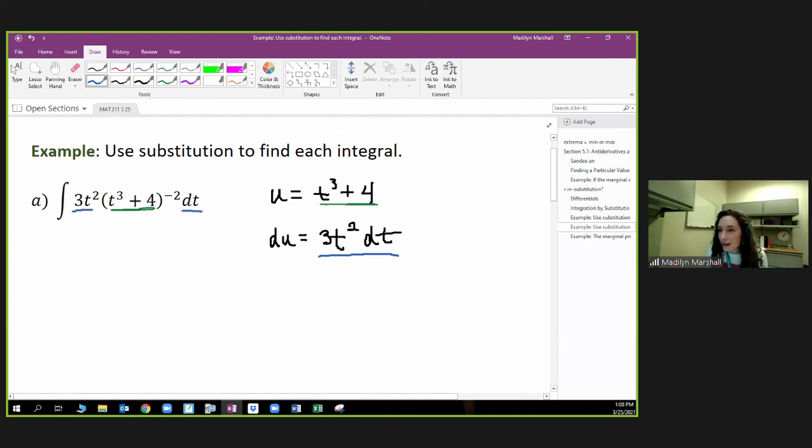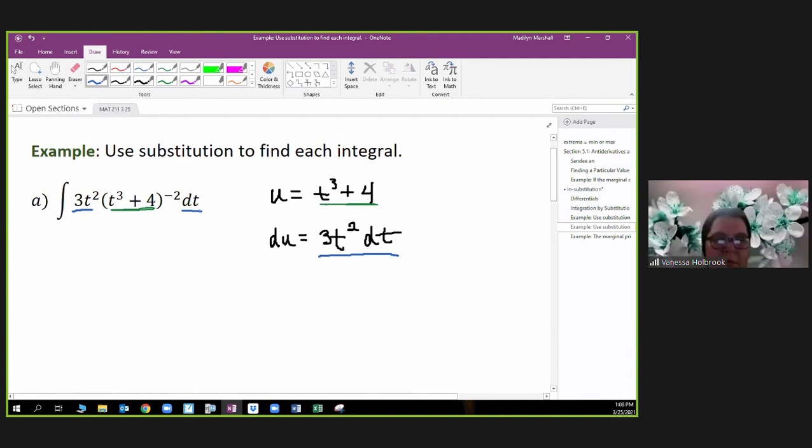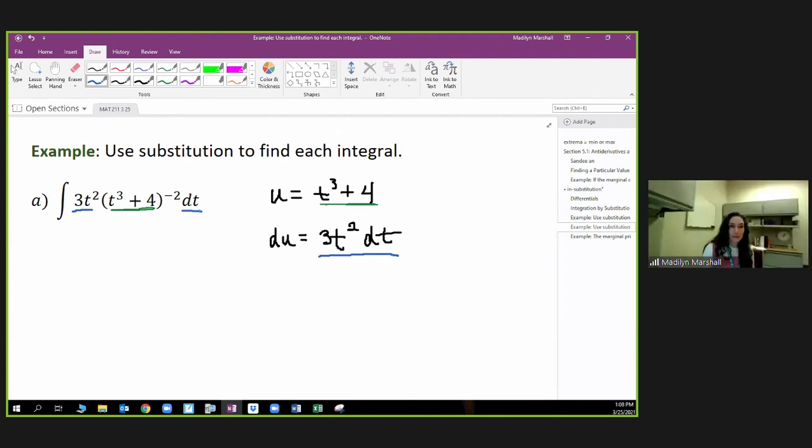Each of these still together make up that whole du. What happens to that -2? That is staying there. Okay. So that's part of the exterior function, if we're thinking in terms of exterior and interior. So when we put this together, the u is that whole t cubed plus 4, and that will still have that -2 exponent on it.